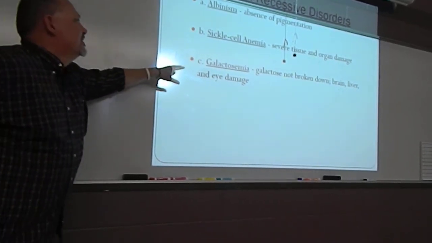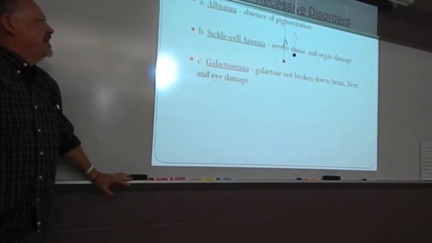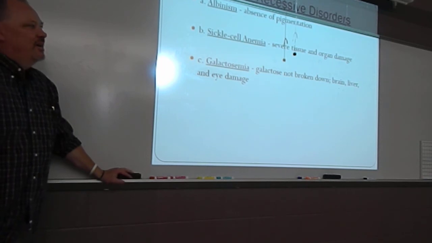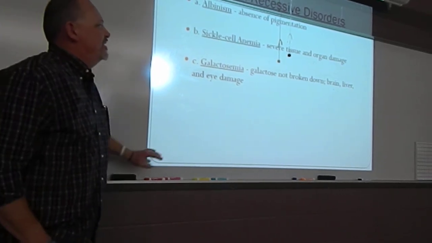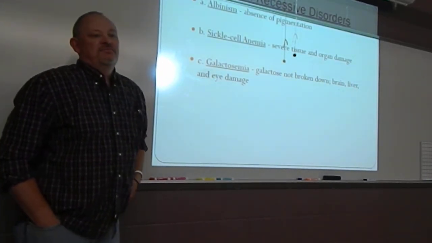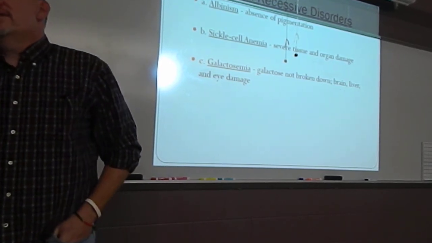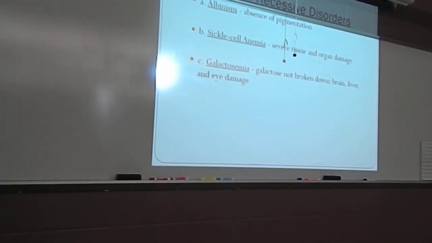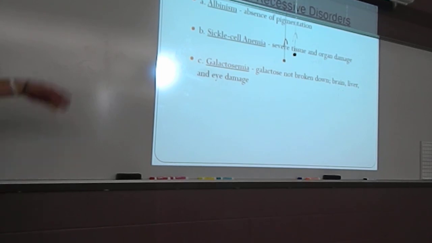The last one is called galactosemia, not lactose intolerant. This is galactose intolerant. Galactose is another type of sugar, and you can't break it down. It can cause damage to organs if not treated, but it's highly treatable, okay, with diet and drugs. So just remember one of those three, all right?